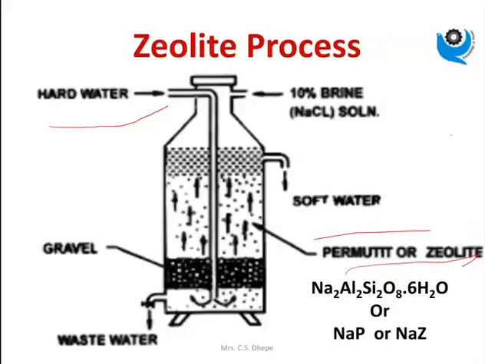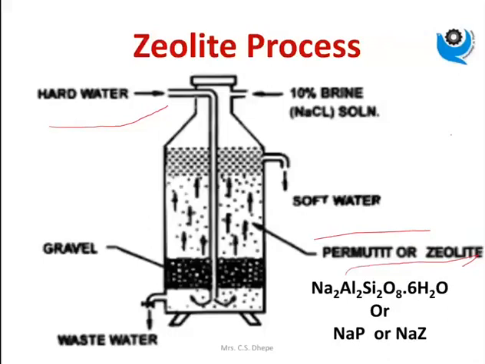That permutit or zeolite, Na2Al2Si2O8·6H2O. Here, the hardness causing metallic ions, that is calcium and magnesium, are replaced by sodium ions. One calcium ion is replaced by 2 sodium ions. As water passes up, the soft water obtained from this process consists of the sodium salt of bicarbonate, sodium salt of chloride, and sodium salt of sulfate. So, completely soft water is obtained by this process.